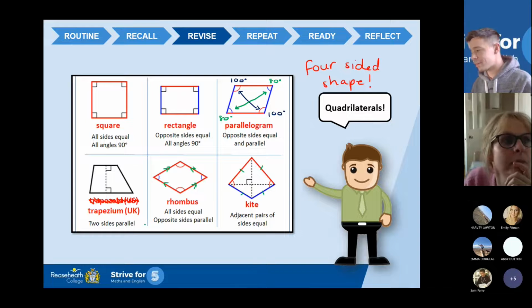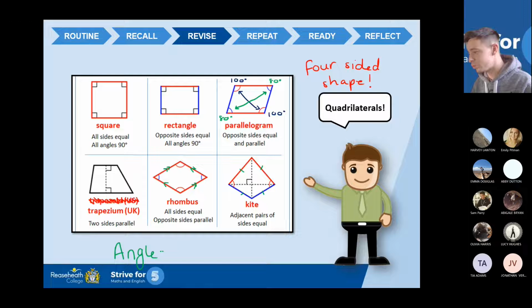One last thing I'm going to say, angles inside of a quadrilateral always add up to 360 degrees. So that's something they all have in common. Quadrilateral, any four-sided shape, the angles inside will always add up to 360 degrees, okay? But we'll look at this in the future.